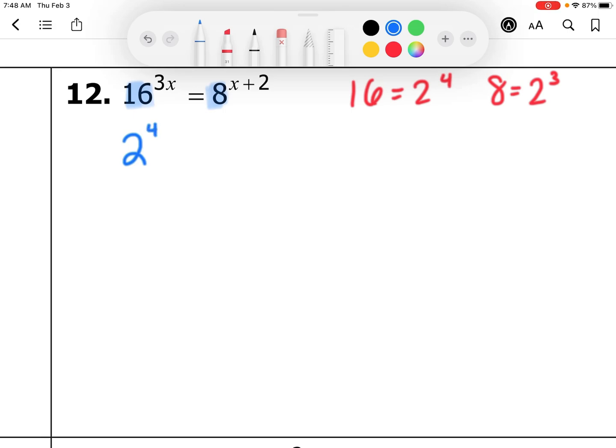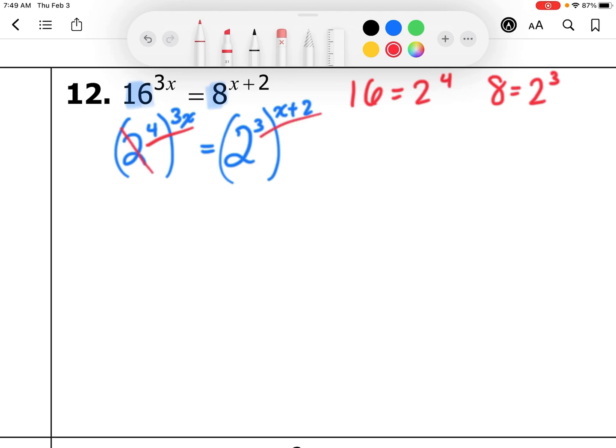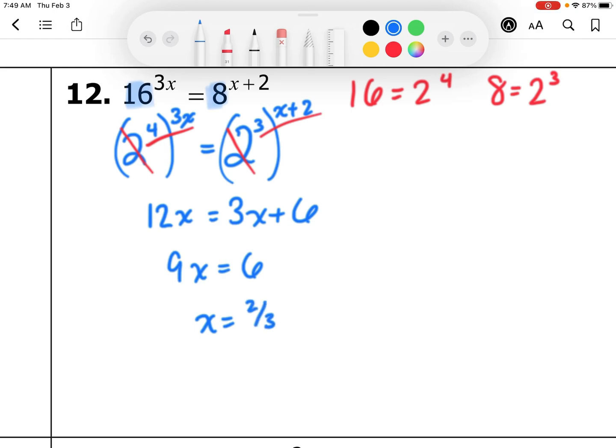16 is 2 to the 4th, but be careful because you need parentheses with the 3x on the outside. 8 is 2 to the 3rd. Again, be careful because we have an x plus 2 on the outside. Now what you need to do next is multiply your exponents and distribute them, and you can eliminate your bases now. So we're left with 12x on the left, 3x plus 6 on the right, and then solving our equation to get x equals, and simplifying, 2/3.